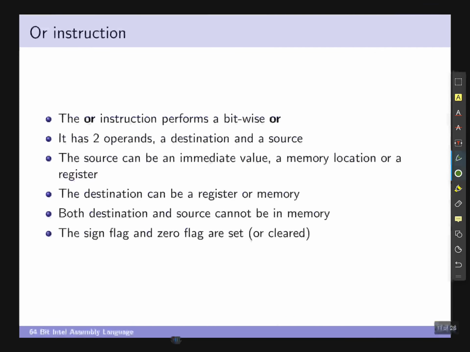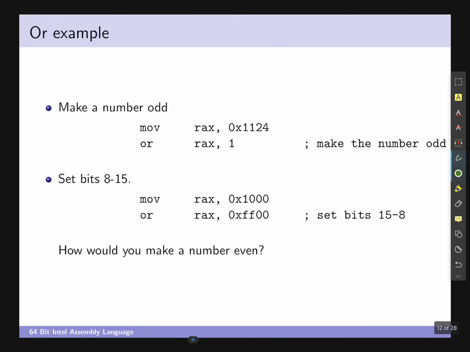The OR operation, again, exactly like AND, has 2 operands, a source and a destination. The source can be an immediate value, a memory location, or a register. The destination, however, can only be a register or memory. Both the destination and source cannot be in memory. And lastly, similar to the AND instruction, the sign flag and the 0 flag are set once you use the instruction. So here's two quick examples of how we can use OR in a practical context.